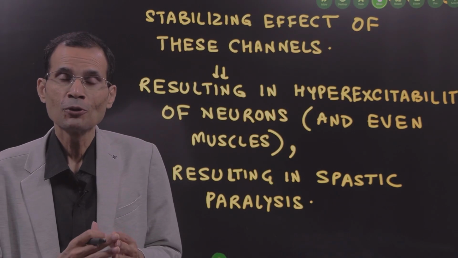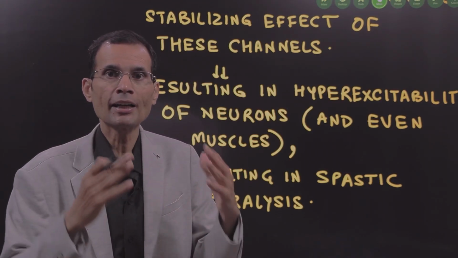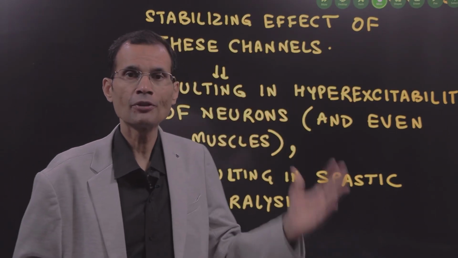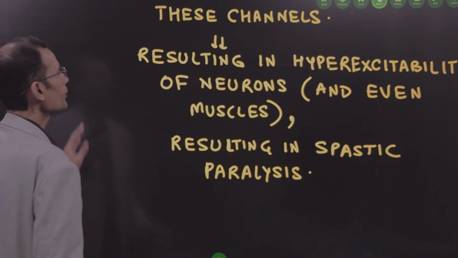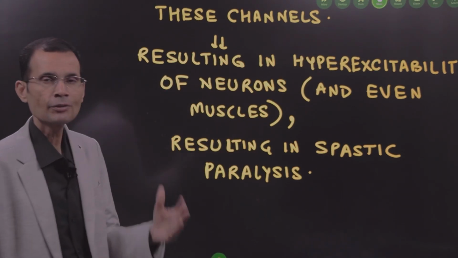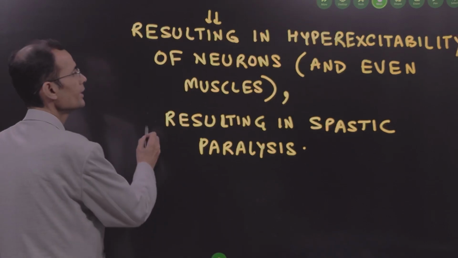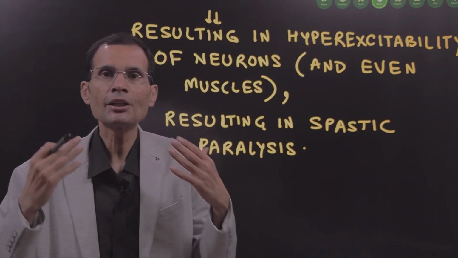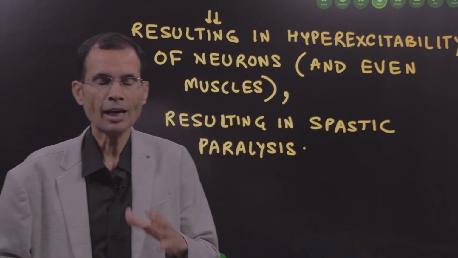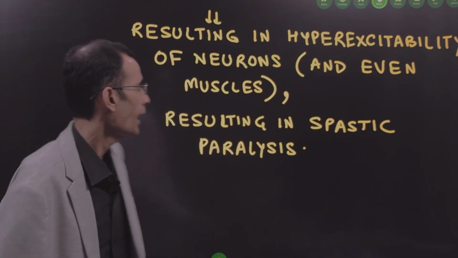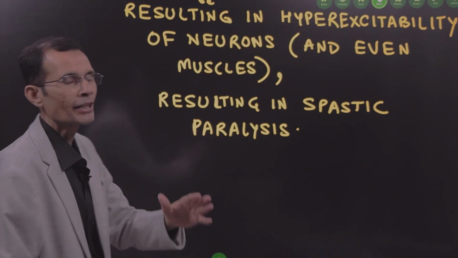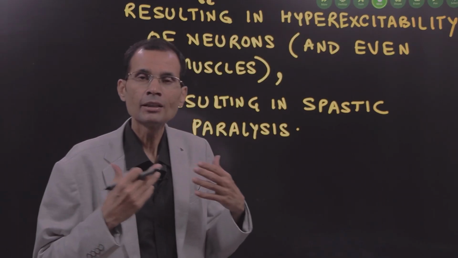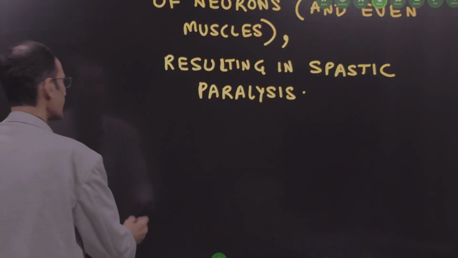That potassium channel was preventing the excessive firing and hyper excitability of the neurons. Now that is blocked by the scorpion venom, and therefore there will be hyper excitability of the neurons and even in the muscles. This results in spastic paralysis. So hyper excitability of the neurons as a result of that scorpion venom results in excessive firing of the neurons, and therefore muscles throughout the body will become rigid. There will be spastic paralysis in that patient.